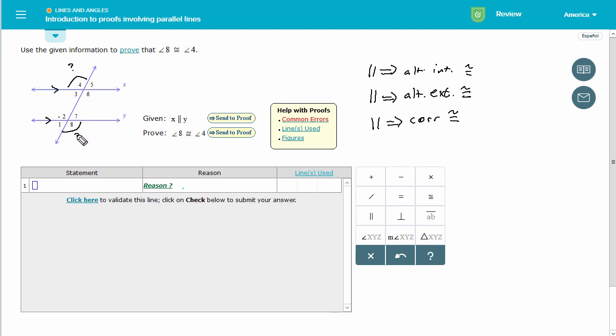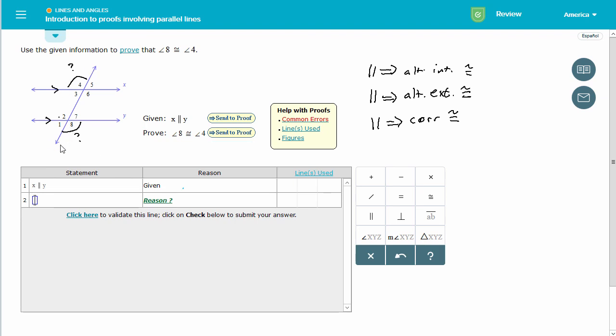Looking at these two lines, though, if I think of x and y as parallel lines, and then this line as a transversal, angles 4 and 8 are alternate exterior angles relative to that transversal. And we know that x and y are parallel. That was given. So I'm going to say x and y are parallel. That was given. If we just click Send to Proof, that's going to put x is parallel to y into our proof, with the reason being given. And I think that then we can say right away that angle 4 and angle 8 are congruent. So I'm going to send that statement into my proof.